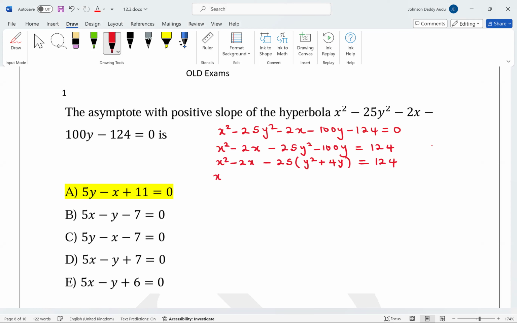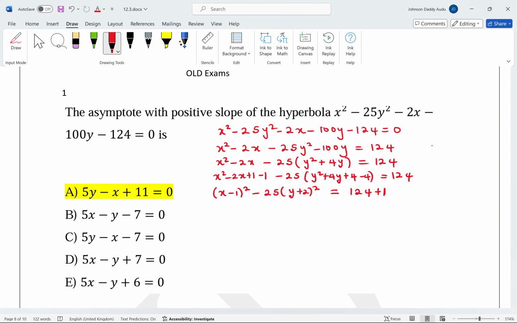Completing the square, this will give us x squared minus 2x plus 1 minus 1, minus 25. Inside will give us y squared plus 4y plus 4 minus 4, right? Now this we can write as x minus 1 squared minus 25 times the whole of this, which will just give us y plus 2 squared. Then what do we take to the other side? This is 124. Here we have 1, minus 1. We take this minus 1 there. It becomes plus 1, right?